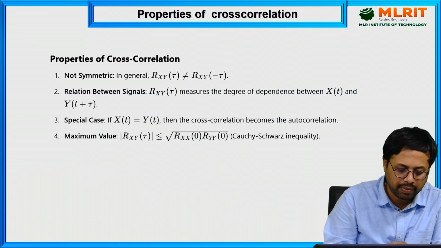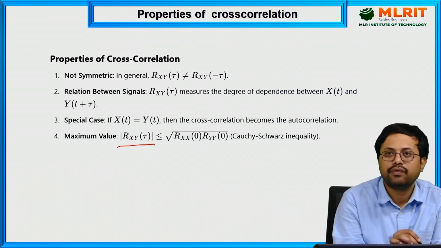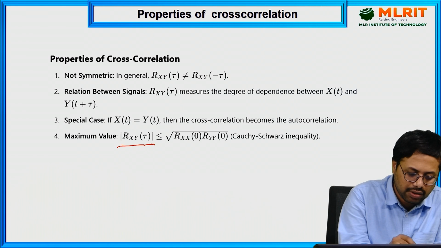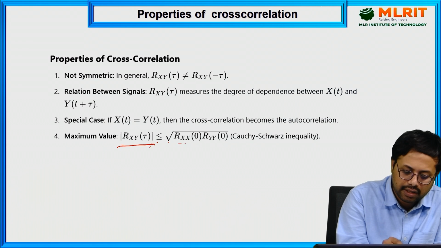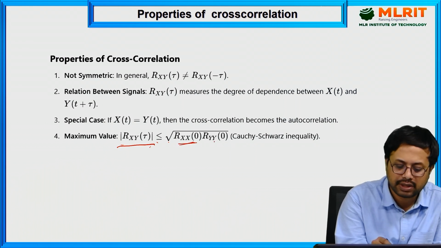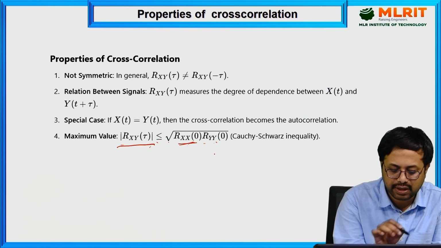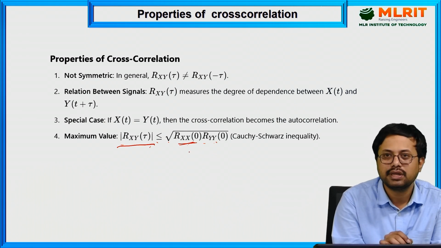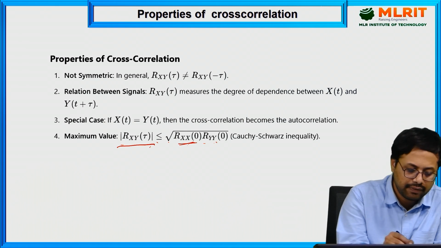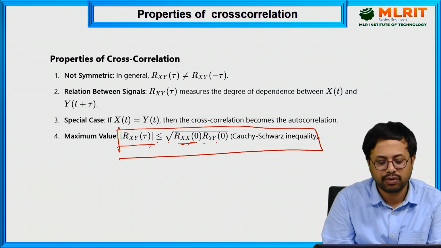Now the next property tells that the absolute value of the cross-correlation function must be less than or equal to the geometric mean of the autocorrelation of x of t and the autocorrelation of y of t, at tau equal to 0. This is the definition of one of the important properties of the cross-correlation function.